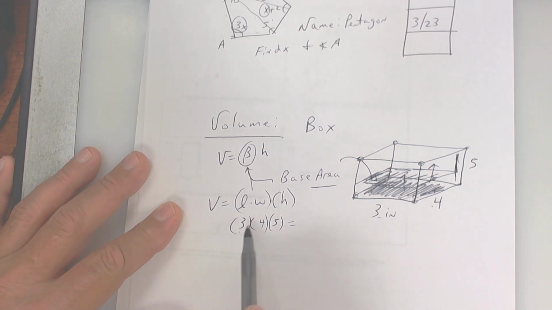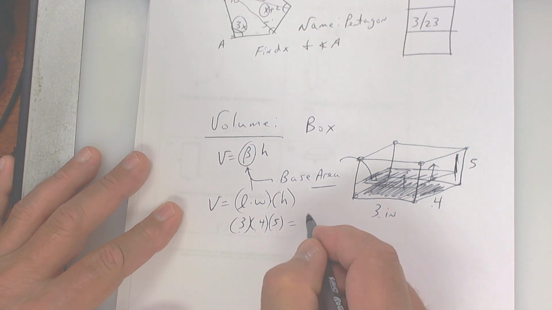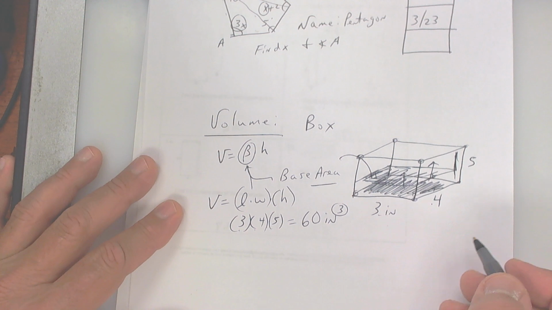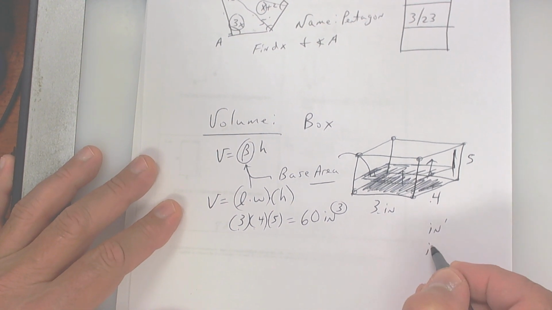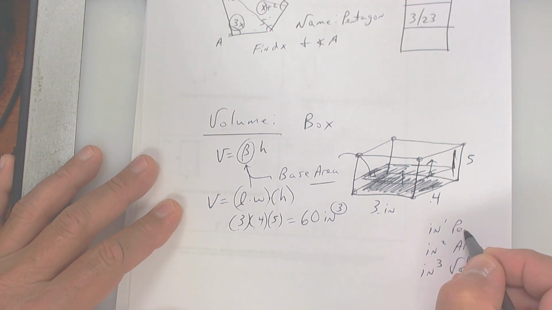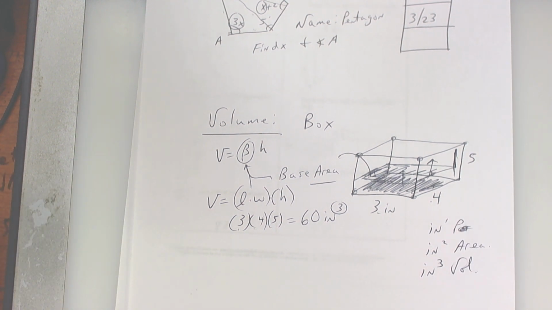So that's 3 times 4 is 12, times 5 is 60. And volume is cubic inches. There's 3 dimensions. There's inches, there's square inches, and there's volume, which is cubic inches. So this is volume, and this is area, surface area, whatever. This is perimeter. Okay, so perimeter. All right, so let's talk about this now. Volume's easy. Let's talk about surface area.